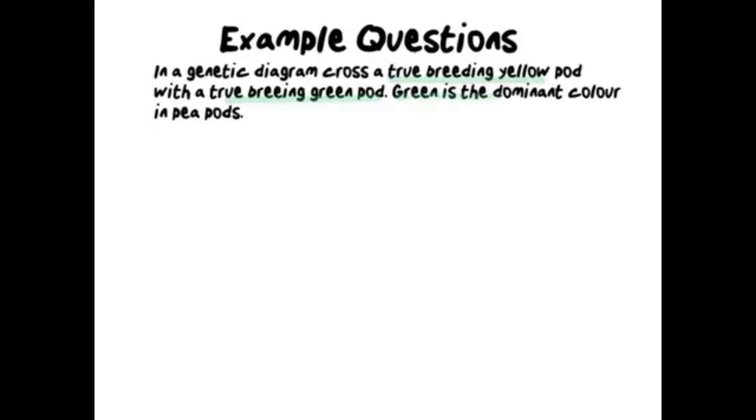It then says that green is the dominant color. Now, when selecting a letter to use, often we use the capital letter from the dominant trait. Now, in this example, green is the dominant color, and therefore we're going to use the letter G. Now, if green is the dominant color, then my true breeding green pod should be two capital Gs because it's true breeding, it's pure. My yellow pod, on the other hand, is what would be termed the recessive trait. And we now know that the recessive trait can only be represented by two smaller lowercase g's.